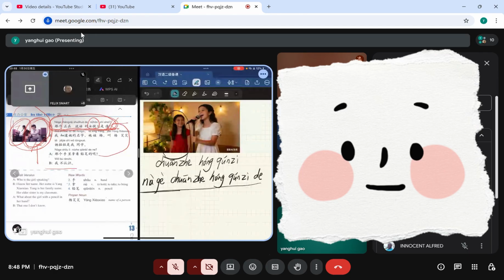Or we can make a more complete sentence: 那个穿着红裙子的女孩是谁? Or to say 那个穿着红裙子的, we know it's her. 那个穿着红裙子的是谁? Okay, very good. 那个穿着红裙子的女孩是谁? Okay, so if you don't know, we just say 我不认识.